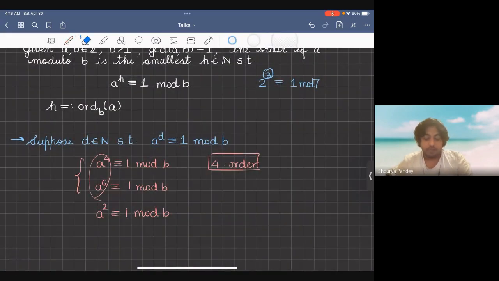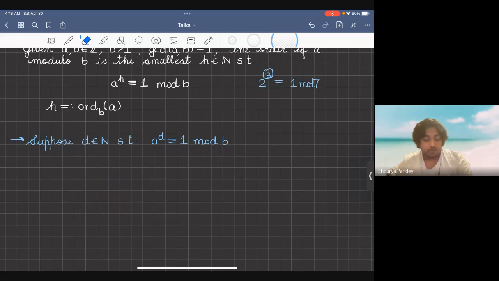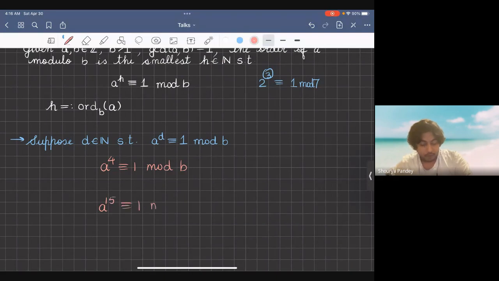Do you see something similar that happens if d is not a multiple of h? Let's take something else. Let's say a to the 4 is 1 mod b, and somehow I'm able to deduce that a to the 15 is 1 mod b.